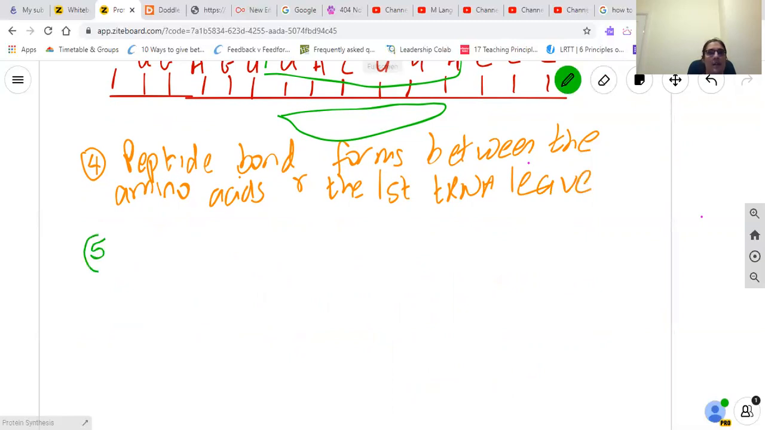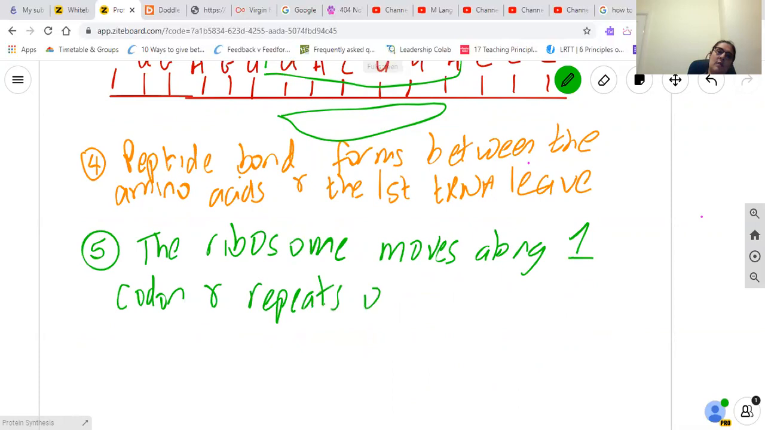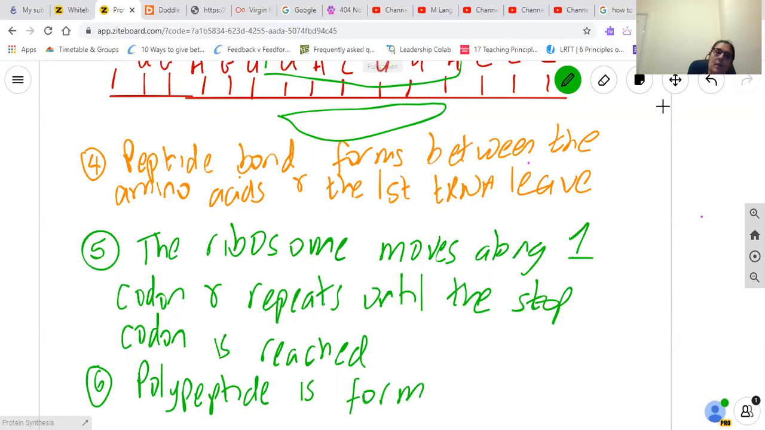Okay, we can say that the ribosome moves along one codon and repeats until the stop codon is reached. And then finally, a polypeptide is formed. And that's pretty much the end of translation.